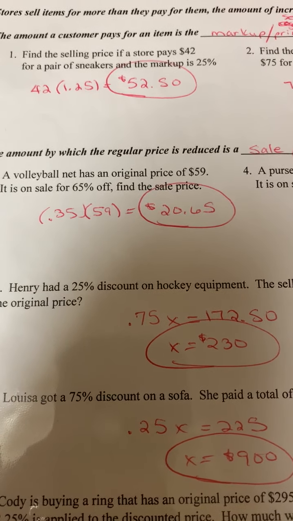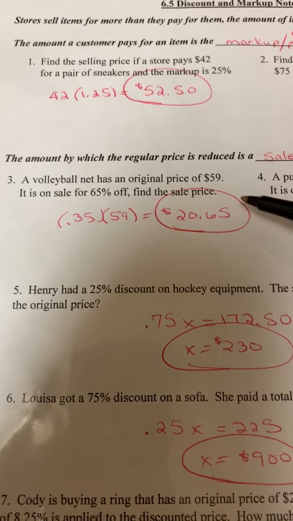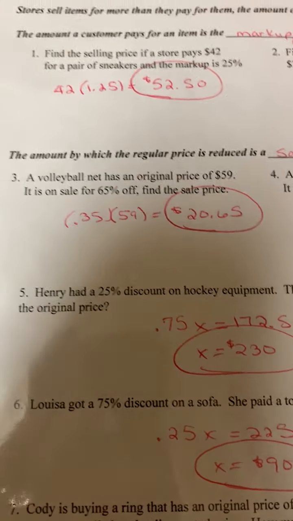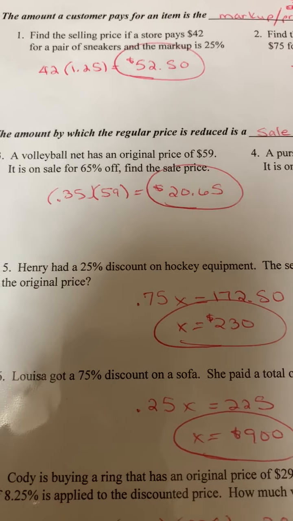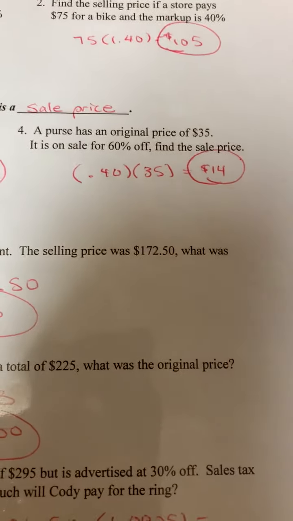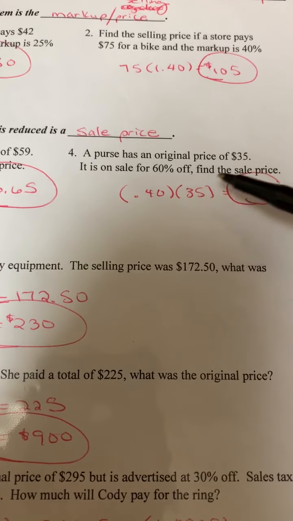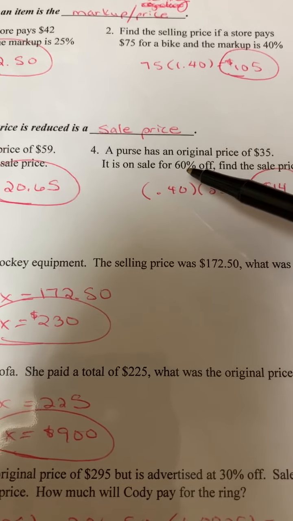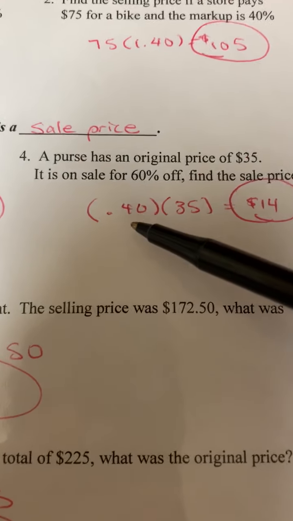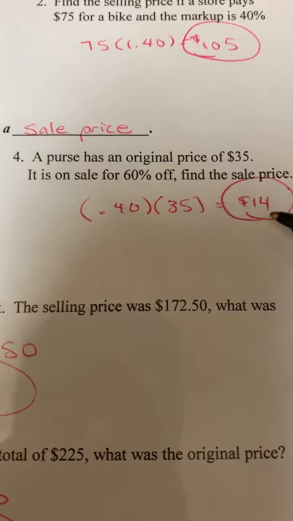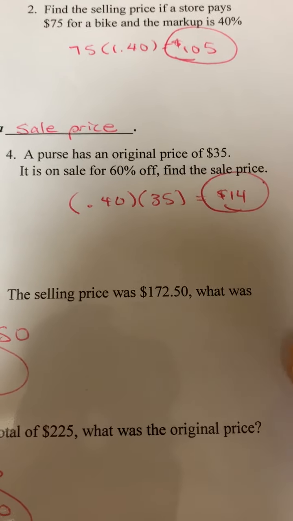Make sure with all of these answers that you are putting the dollar sign and any decimals. Please account for rounding if that happens with your calculators. Make sure you don't go past 2 numbers after the decimal symbol. Number 4, a purse has an original price of $35. It's on sale for 60% off. Find the sale price. Well, if you're not paying 60, you are paying 40% of it. So 40% times 35, you're paying $14. That was marked down, not marked up.